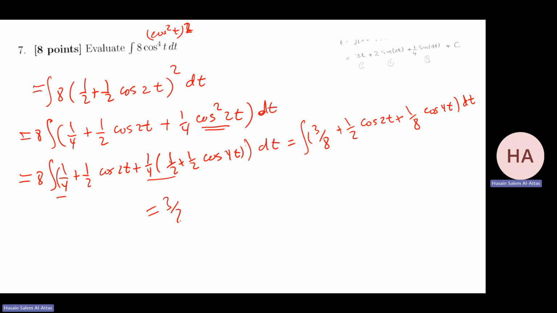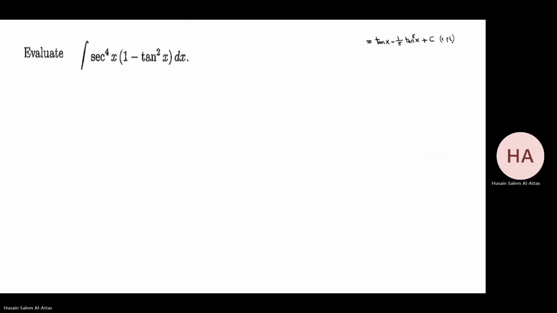That gives me what? 3 over 8, no, times 8. Don't forget the 8, which is outside. Now multiply the 8 and take the integral. This will be 3, so that will be 3t. This one will be what? 4. And what's the integral of this? Half sine 2t. This one plus 1 over 4 sine 4t. This will be 8 times 1 over 8 plus c. And that will be the answer. Okay.